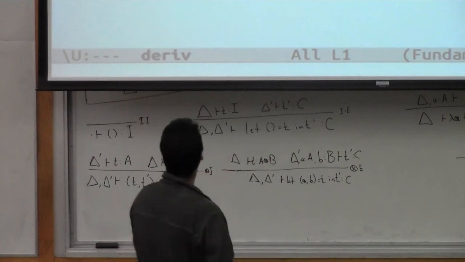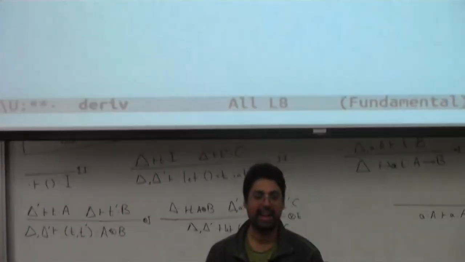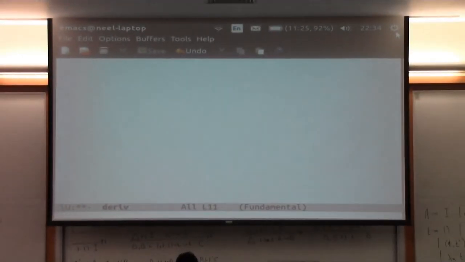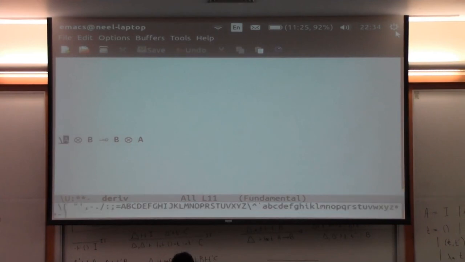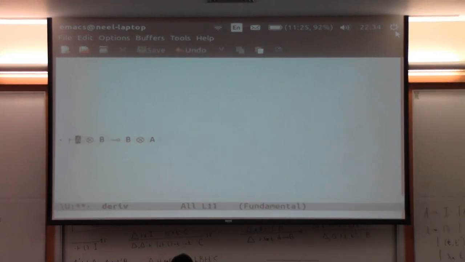Okay, so what we're going to do is draw an ASCII art typing derivation. We're going to write a term that takes in... it's not going to be the world's most exciting program. It's just going to be a program that permutes a tensor B into a B tensor A.